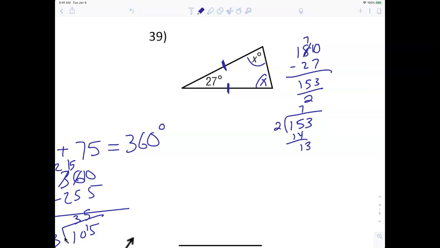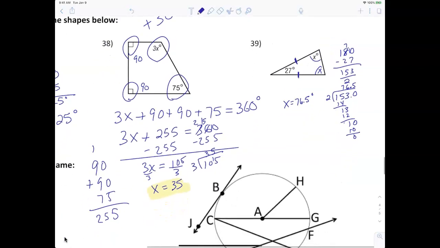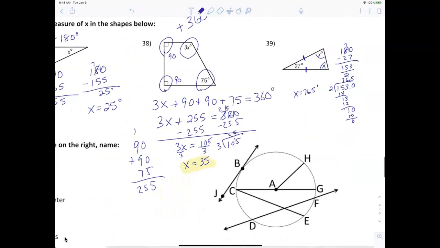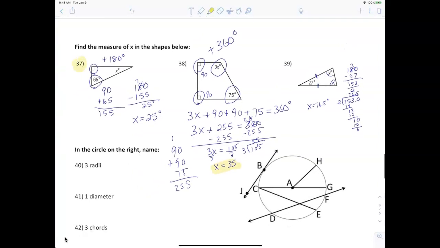14. 6 is 12. Now you have to do decimal and then 0.5. So X is 76.5 degrees. Okay? Alright, that was a lot of work. Okay? Don't be upset about 37, 38, or 39. You have to do a little bit of thinking on those.